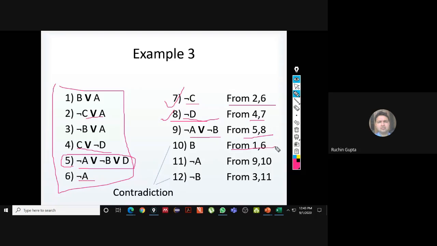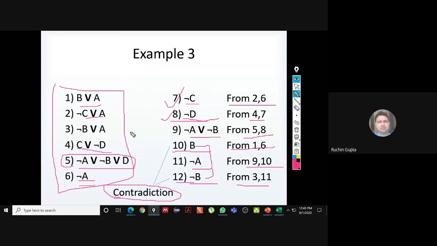Now from 1 and 6, A will cancel out and we will get only B. From 9 and 10, we will get negation of A. From 3 and 11, we will get negation of B. And at the last, from statement number 10 and 12, we get B and negation of B, and that is going to be false all the time. So that's why we will get a contradiction.